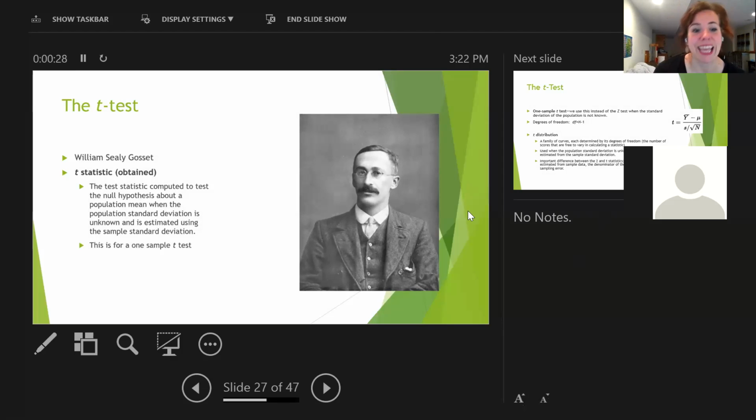It's the test statistic computed to test the null hypothesis about a population mean when the population standard deviation is unknown, and you're estimating it using the sample standard deviation. Now, let's take a break and think that through.